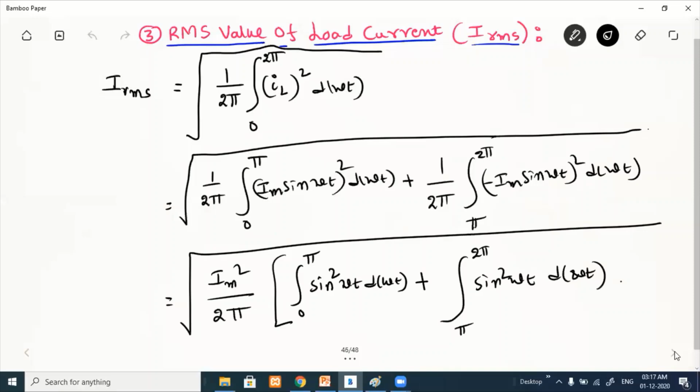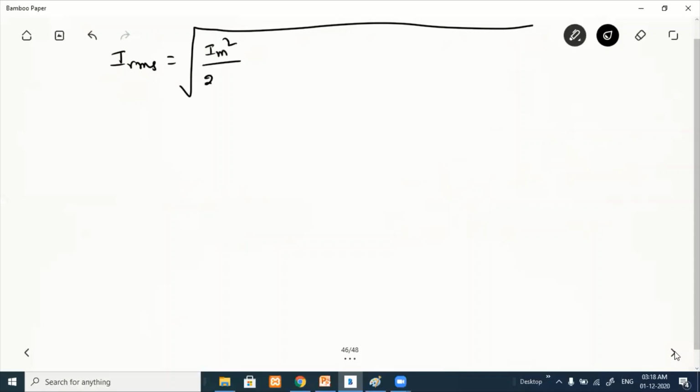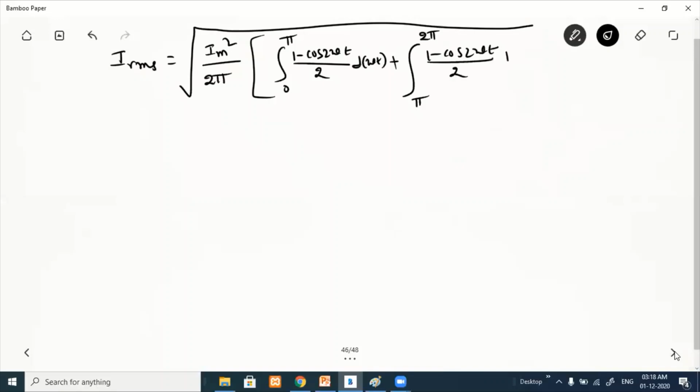Then integrate. Then our IRMS is equal to square root of Im square by 2 pi integral 0 to pi of sin square omega t, which is 1 minus cos 2 omega t by 2, d omega t, plus integral pi to 2 pi of 1 minus cos 2 omega t by 2 d omega t.